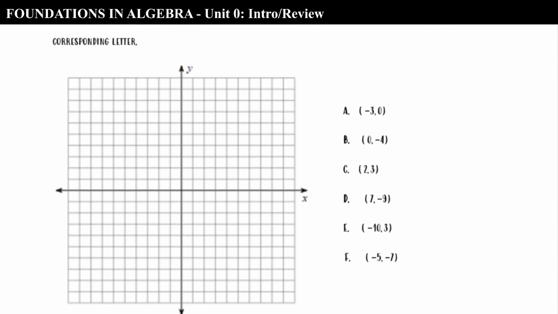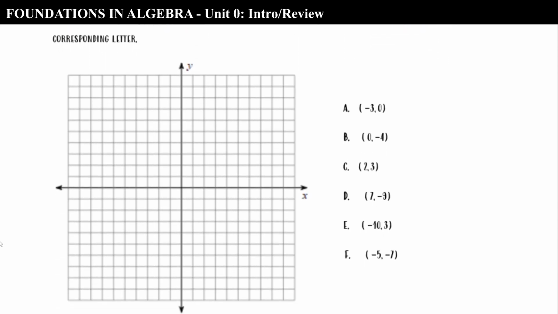Okay, now let's go the other way. Let's plot each of these points. For A, we have -3, 0, so we go back 3, and then we don't go up or down. So this is A. For B, we don't go left or right, but we do go down 4. So this would be B. C, we go right 2, up 3. For D, we go right 7, and down 9. And that would be D.